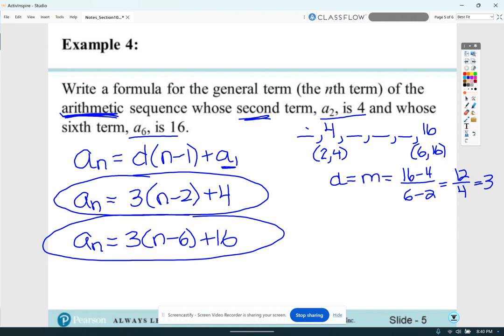But you have lots of options for how you want to do that. You could go back and find what the first term is. Not particularly hard once you know the common difference is 3. That means this one has to be 1. So you could use that first formula and use a 1 there for that a sub 1 slot. So that's the end of this set of notes.